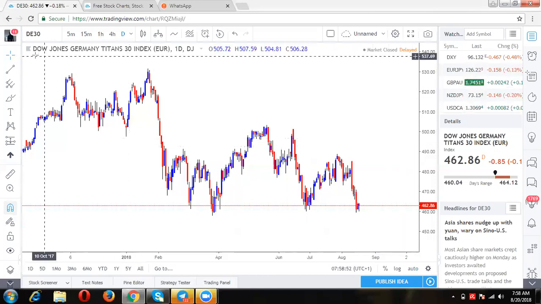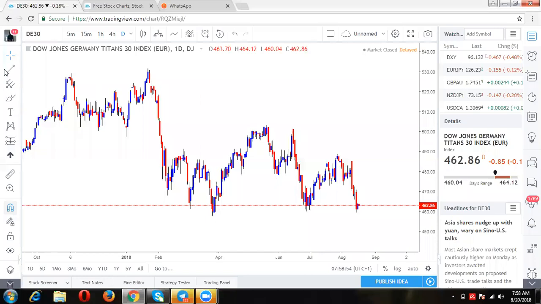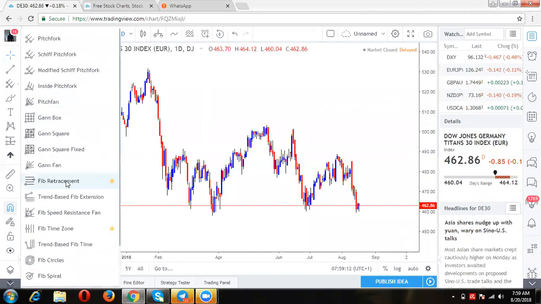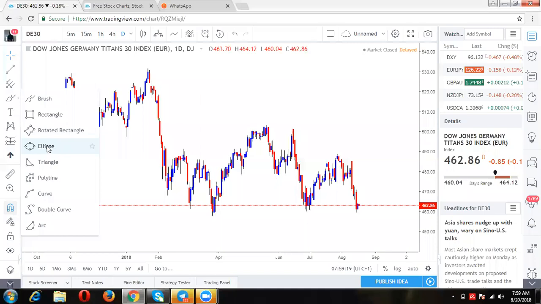Okay, so this toolbar where you can see my cursor, this is the left hand side. This is where you have different tools you can use. The basic ones I'm going to be using for this class: we have a trend line, we have the horizontal line, and if you go down here, I use the fib retracement. Also, I use this rectangle and ellipse sometimes just for demonstration, and sometimes the brush as well.